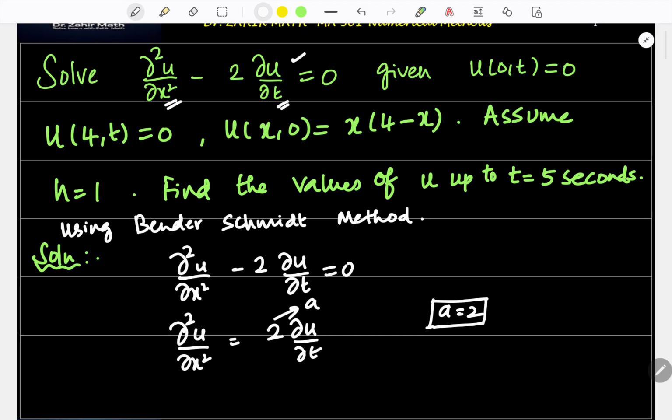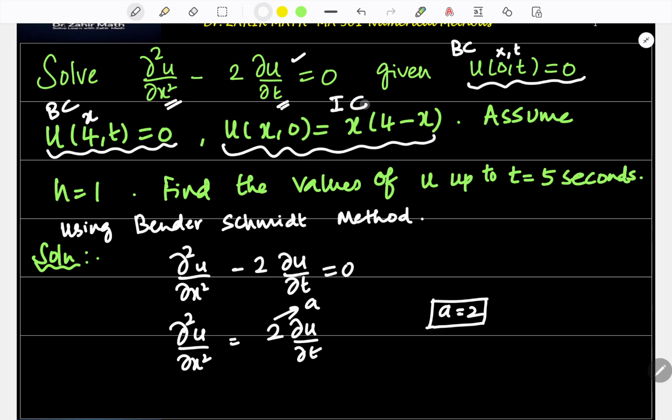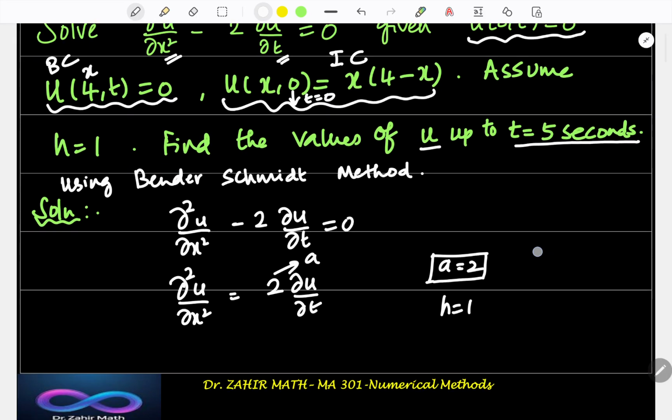Now given u(0, t) = 0, this is called a boundary condition. Why boundary? Because x is 0. And u(4, t) = 0 is also a boundary condition, because x is equal to 4 and t is equal to t. And u(x, 0) is called the initial condition, because t is equal to 0. Assume h is equal to 1, so h is also given. Find the values of u up to t equal to 5 seconds.